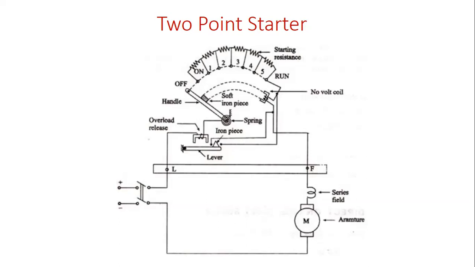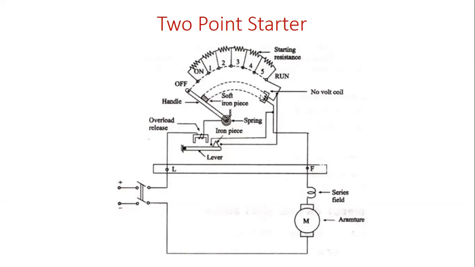While starting, we have to move step by step from the on position: position 1, position 2, position 3, position 4, position 5, and then the run condition, in a smooth and steady manner. But while turning off, we should not pull the handle from the run condition to the off condition.